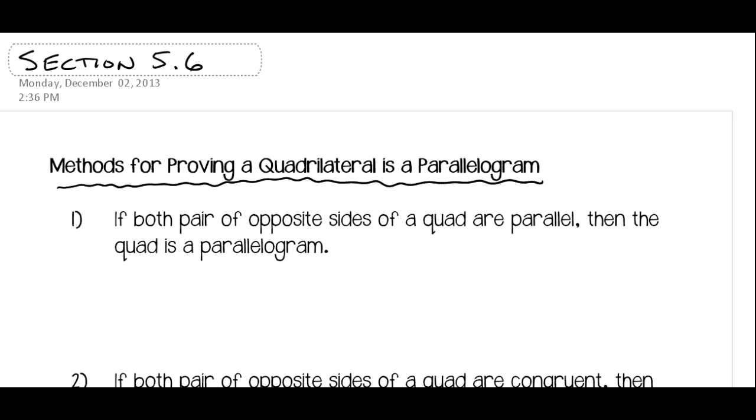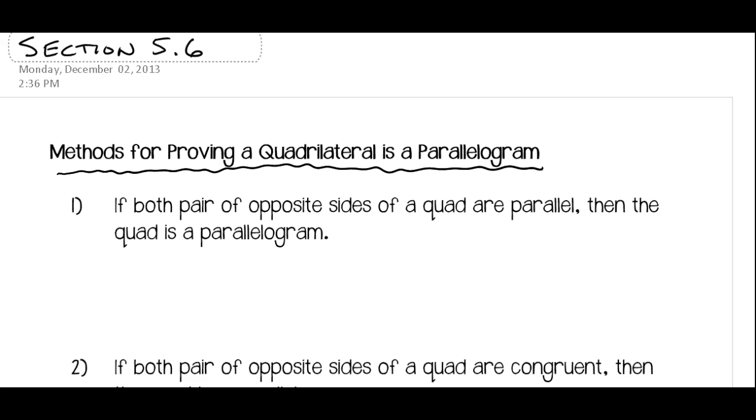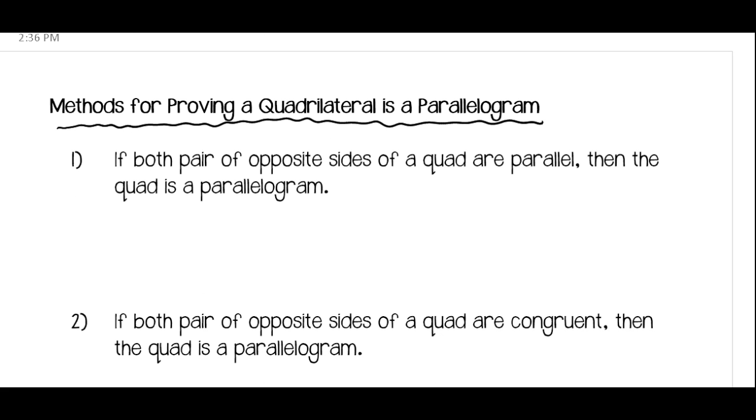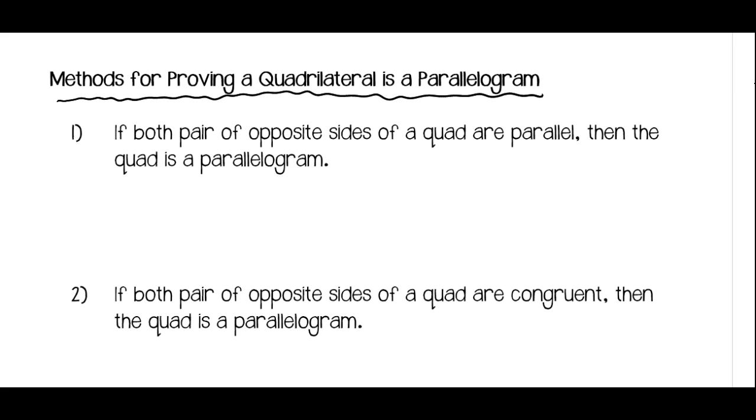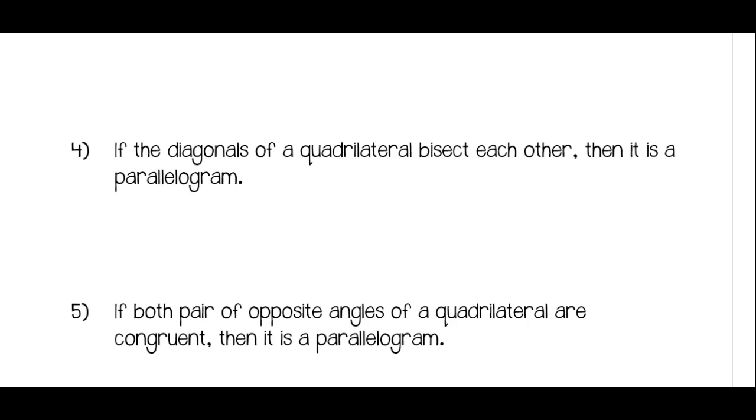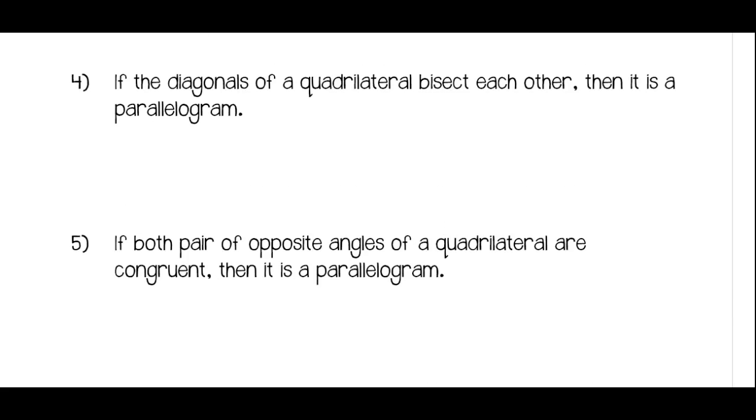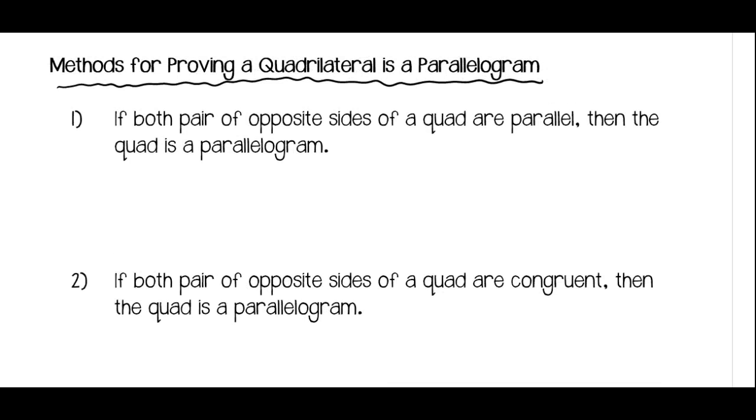So in this section we want to figure out, what do I need to know in order to prove that a four-sided figure is in fact a parallelogram? We're going to look at these 5 methods here. Your challenge when you're trying to prove a parallelogram is to figure out which one of these 5 methods you can use. The first one is: if both pairs of opposite sides of a quadrilateral are parallel, then the quadrilateral is a parallelogram.